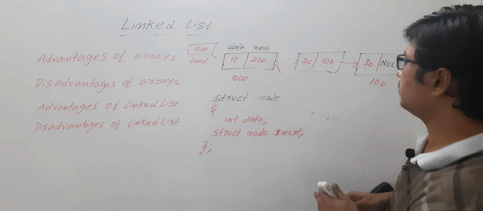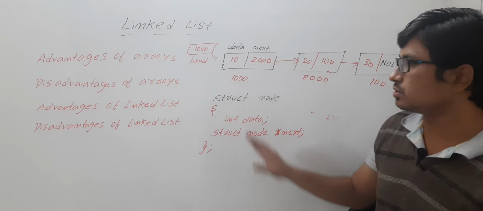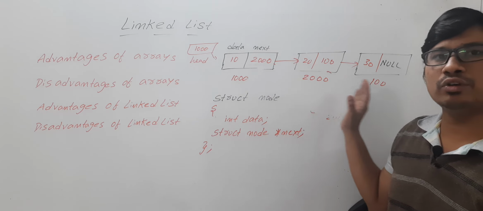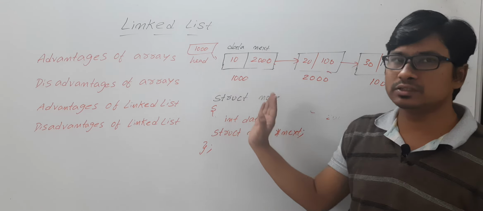Okay, let's make it simple. Here this is 2000. So this connection is there. Now let's take that you are at this particular location. You have the address of the next node, but you don't have the address of the previous node. So you can do the forward movement only, but backward movement is not possible. That limitation, however, has been overcome in the double linked list.